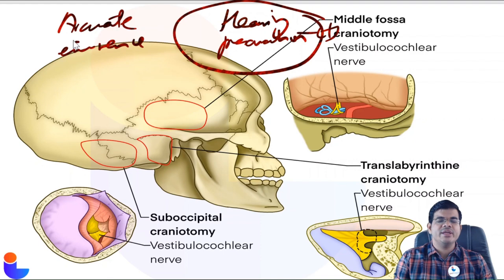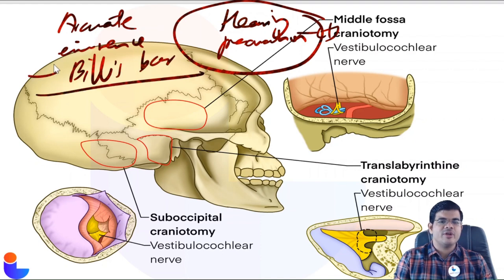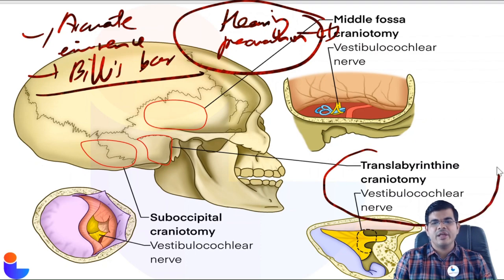And once you reach the internal auditory canal, how will you differentiate between the superior vestibular nerve and the facial nerve? By looking at the Bill's bar. It is named after the father of neurootology, who is that? William House.